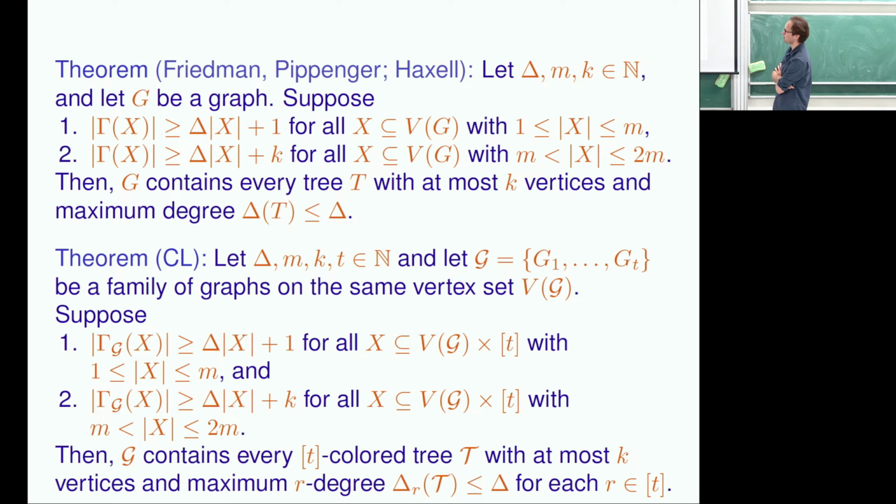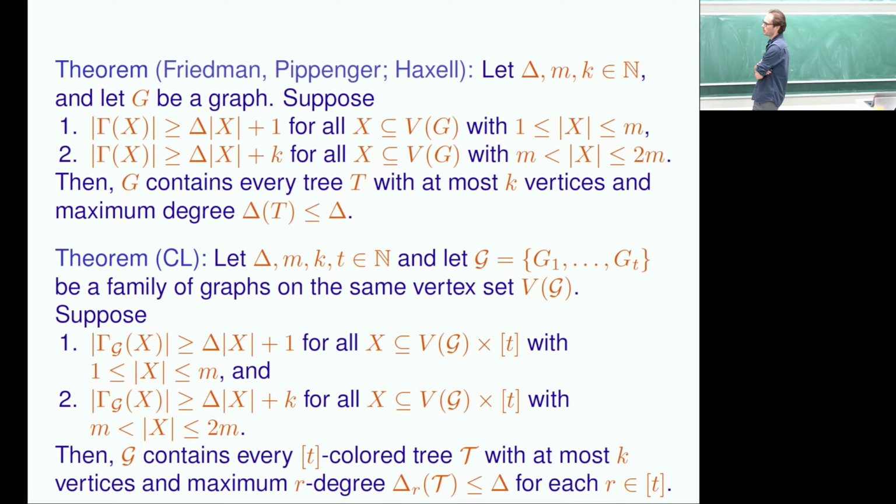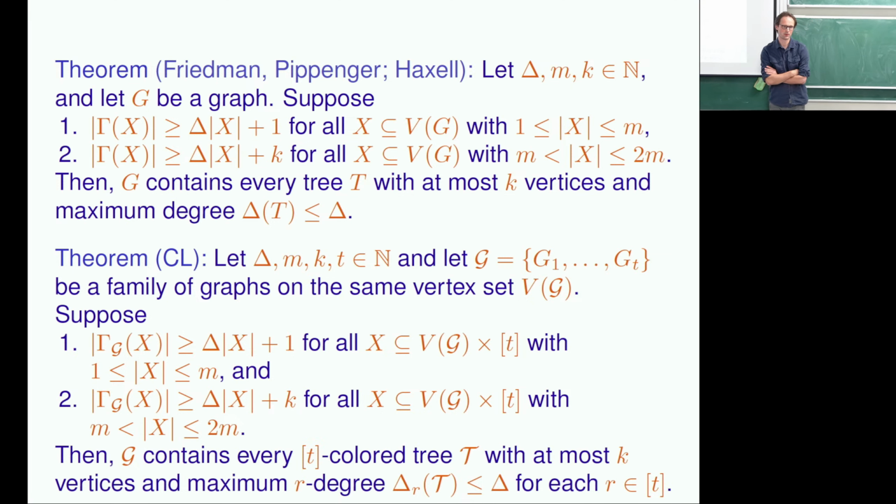Yeah. I mean, there's not really a lot of interaction between the different graphs going on. You could take G1 and take them all to be the same. Then it reduces to the previous statement. If you take them all to be the same graph, then it does reduce to the previous statement. If they're different graphs, it's a little bit of a different statement. So the proof is not that different than the proof of Haxell's theorem.